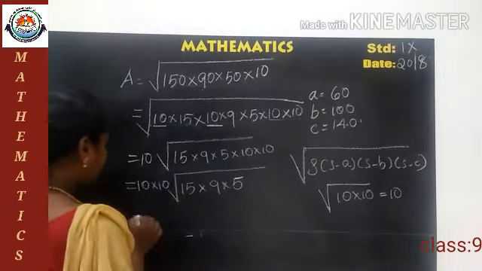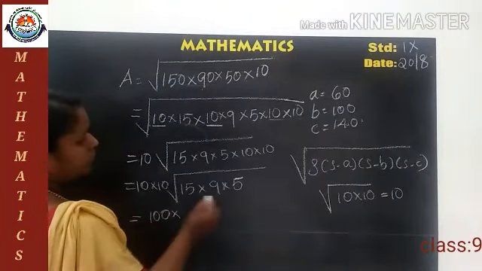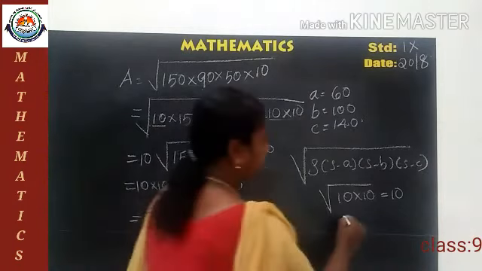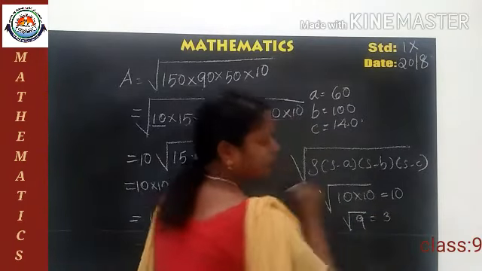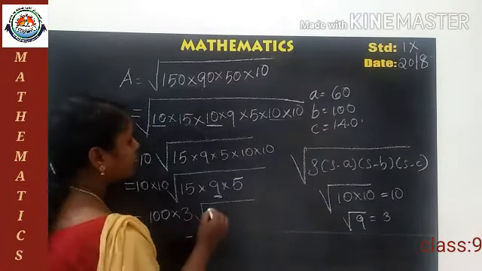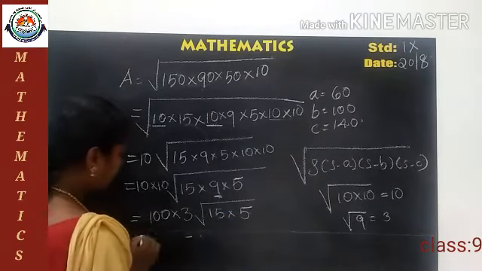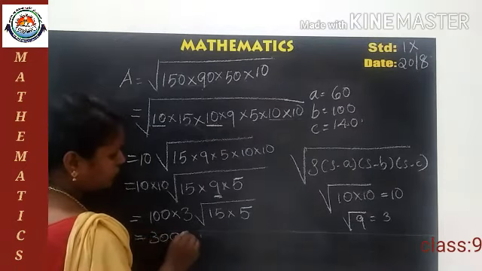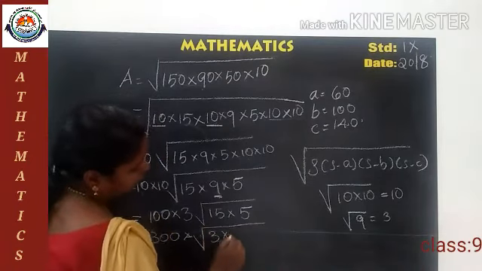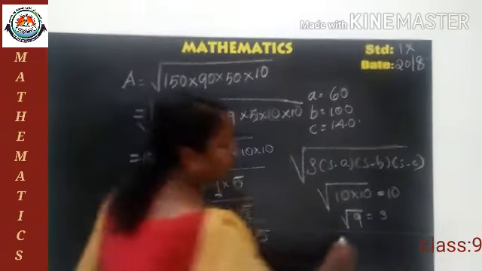Clear? Then 10 into 10, it is 100 into, here root 9. Inside the root there is a 9. What is root 9? It is 3. Okay, so that 3 also we can write here. Then 15 into 5. 100 into 3, it is 300 into, here 15 means 3 into 5 and this 5. Then root of 5 into 5.